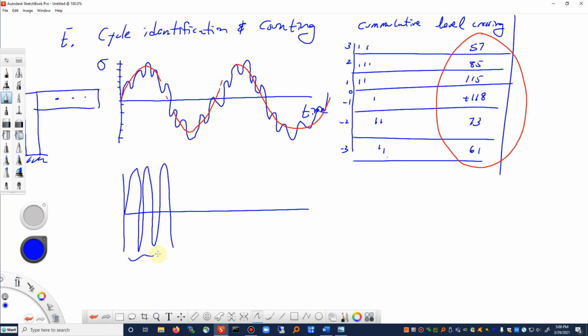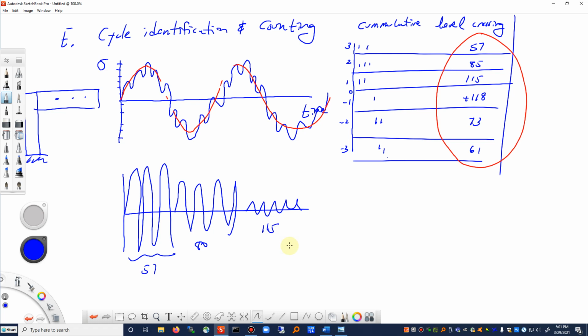57 big cycles, and then I have more here, 85 and 73. Let's take the average, maybe that's around 80. Maybe I have about 80 cycles that look like this. And then maybe I have 115 cycles that look like this. And then I do my Miner's rule and calculate the damage and all that for this.